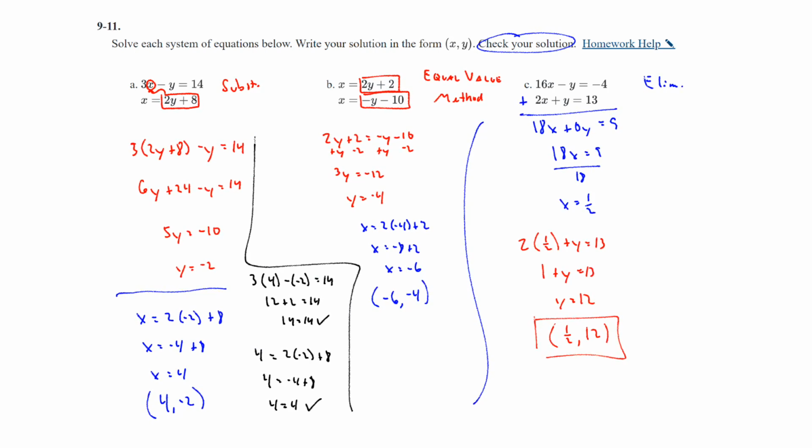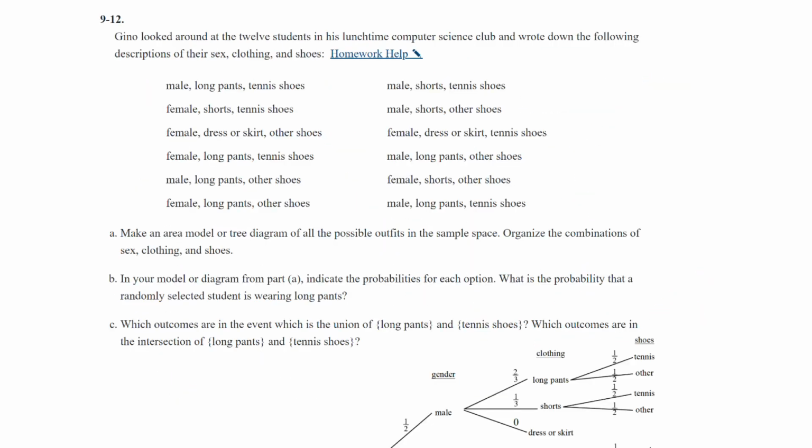And remember, when you're solving systems of equations, you're looking for the solution, which is the intersection point of the two lines. Question 12. Gino looked around at the 12 students in his lunchtime computer science club and wrote down the following descriptions of their sex, clothing, and shoes. So you can take a look at the 12 different students.